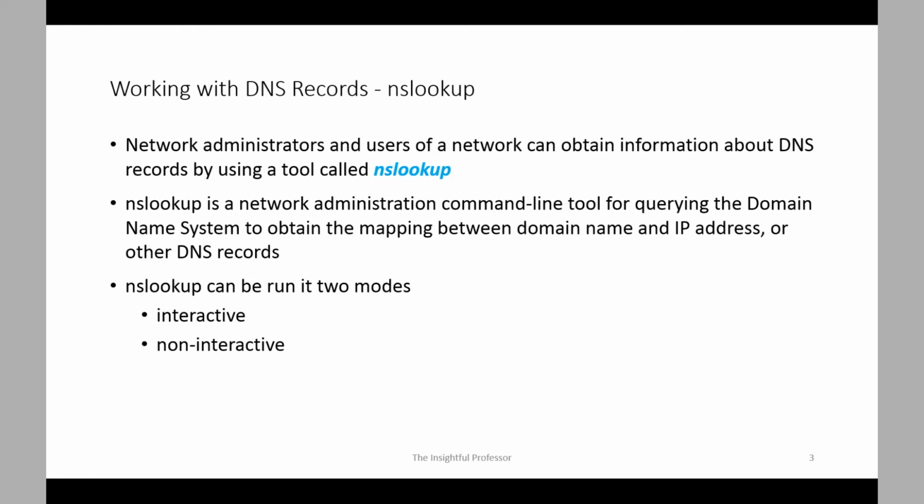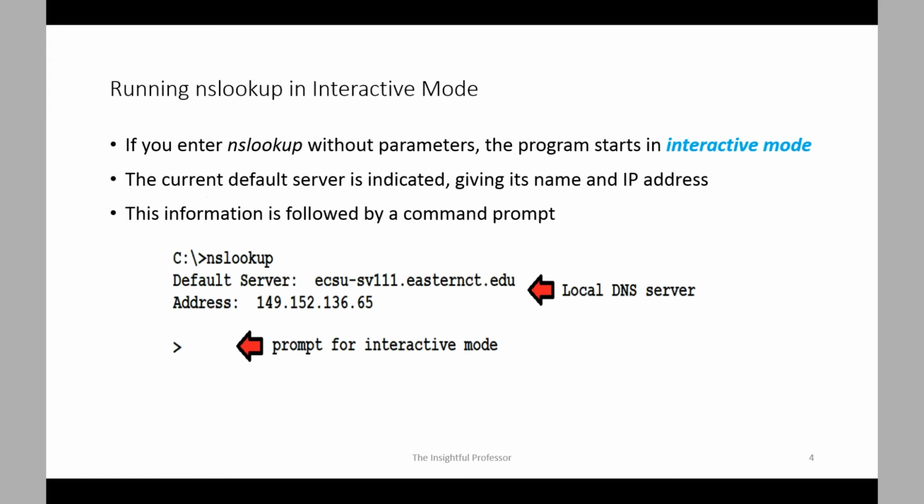When you run this utility in a non-interactive mode, it's useful when you have a single query you wish to have answered. But the interactive mode is more beneficial if you have a series of questions, to carry on, in a sense, a dialogue with the utility. Here's an example of running nslookup in an interactive mode. From the operating system command prompt, you would enter nslookup simply without any parameters, and this brings you into interactive mode. The transition occurs from the operating system prompt to the nslookup interactive prompt.